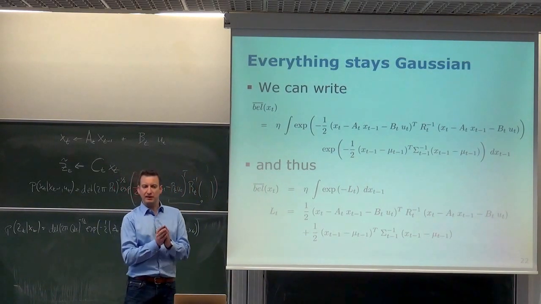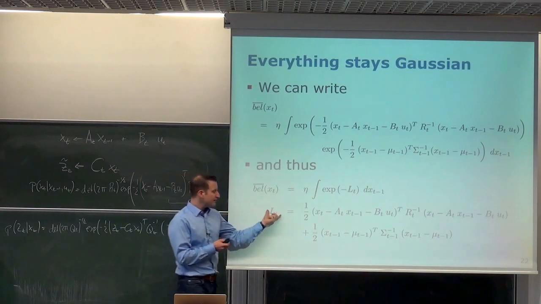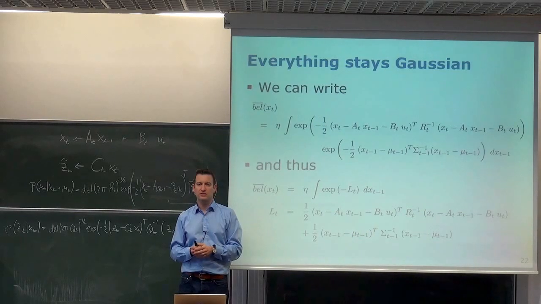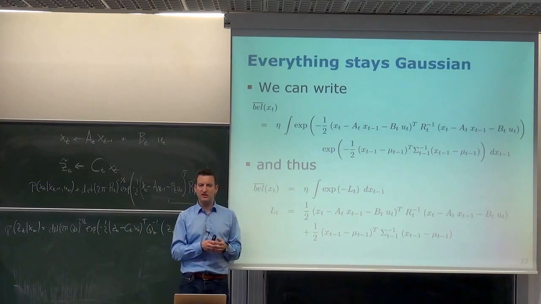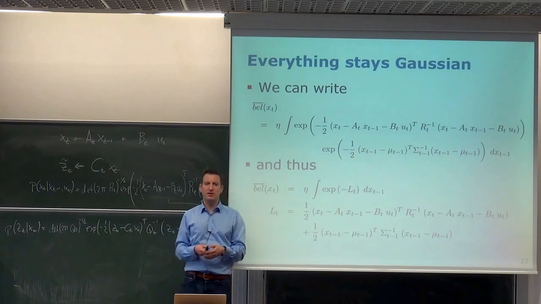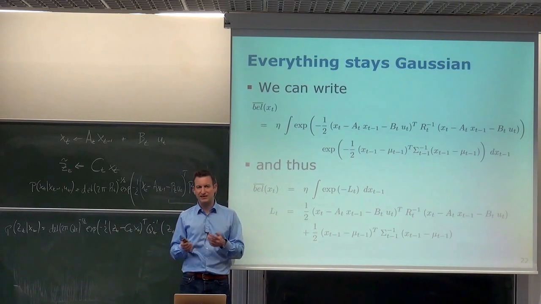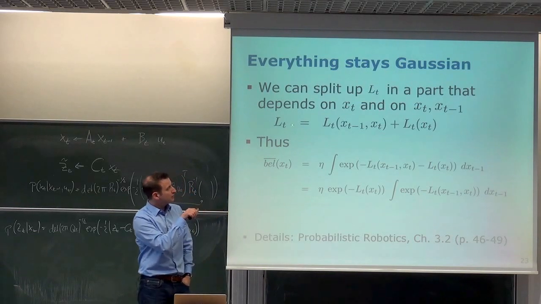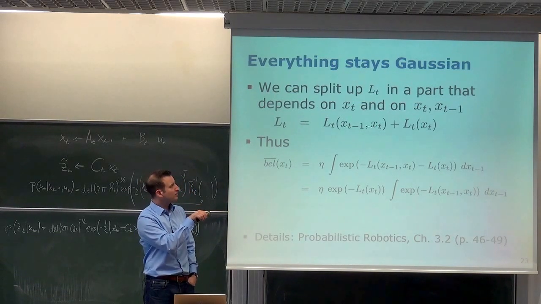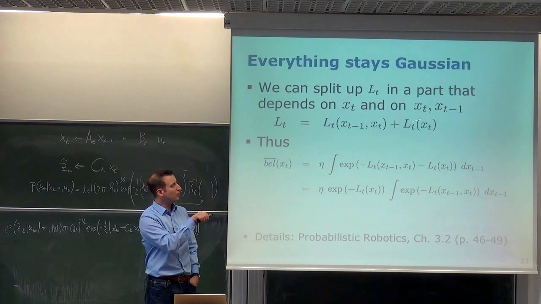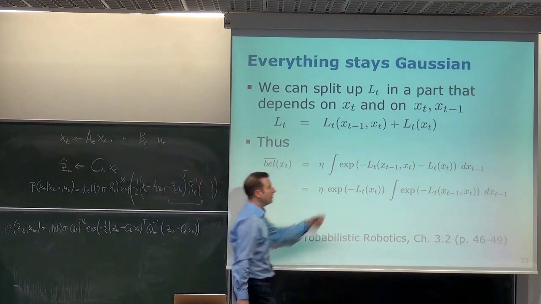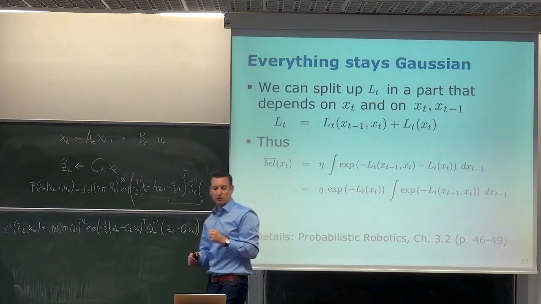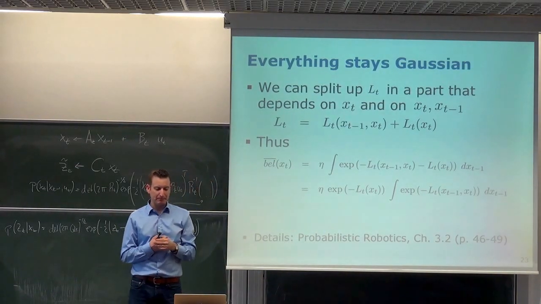Now the trick comes. Let's take this term L and split it up into two parts. One part which contains the x_t, and one which contains the part about x_{t-1} and x_t. So I can split L_t up into terms: one term which takes both parts into account, and one part which takes the part of the state space into account which only depends on x_t, but not on x_{t-1}. Okay?